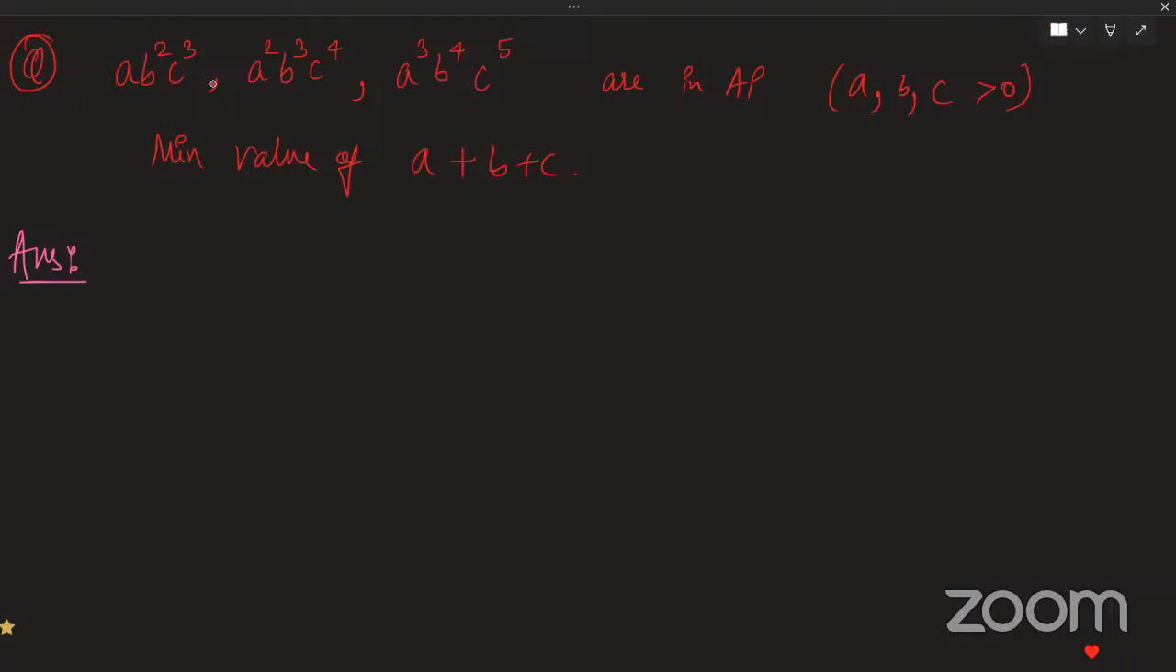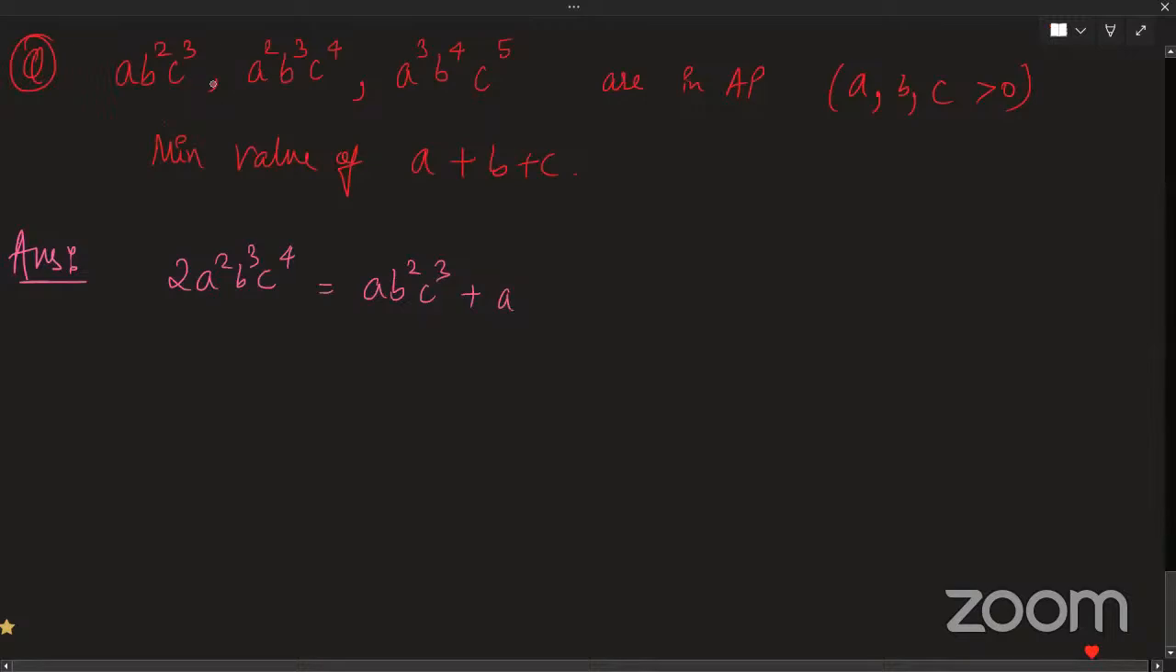So tell me, how should we approach this? So basically the B will be this whole term. If they are in AP, so I can write that 2A square B cube C raised to 4 is equal to A B square C cube plus A cube B raised to 4 and C raised to 5.